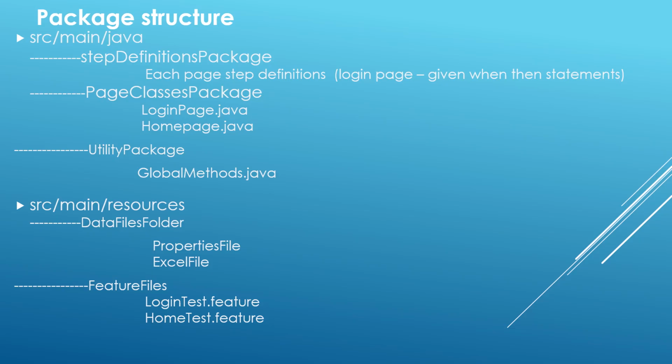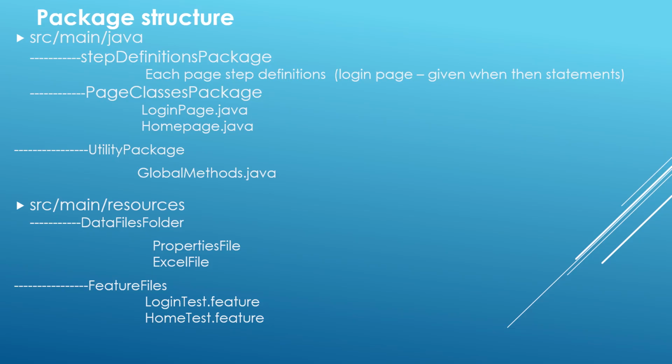Now coming to src/main/resources. Under this we'll create two packages. One is for the feature files. Under it we'll create feature files; ideally, for each page of the application we should have a feature file. So here, under the feature file package, I have loginTest.feature and homeTest.feature. All login test cases, all those scenarios, positive and negative, will come under the login test. Similarly under the home test, all the test cases associated with the home page will come under the homeTest.feature file.